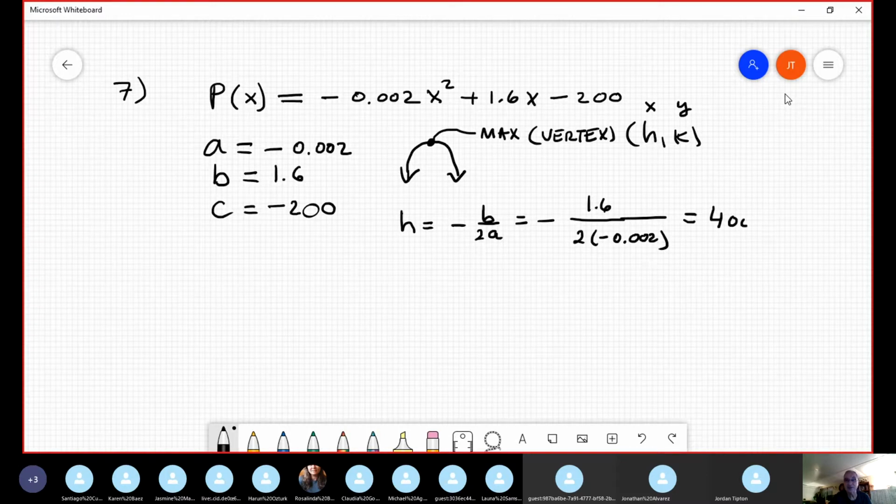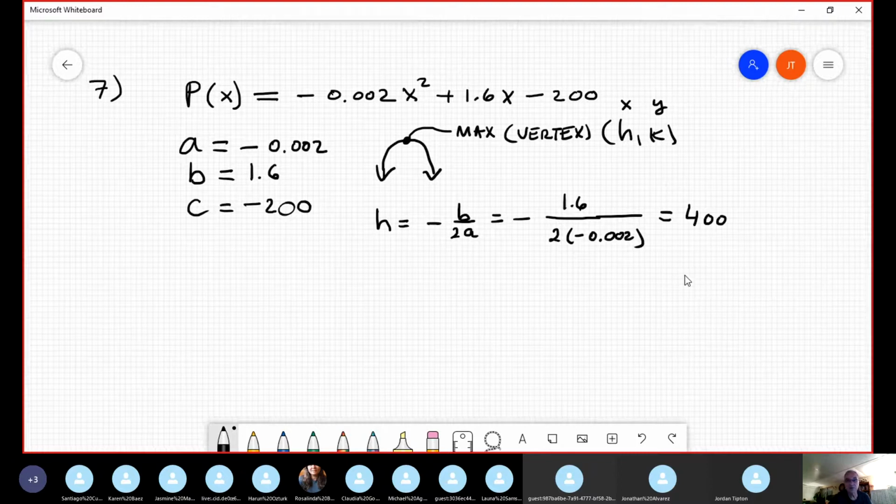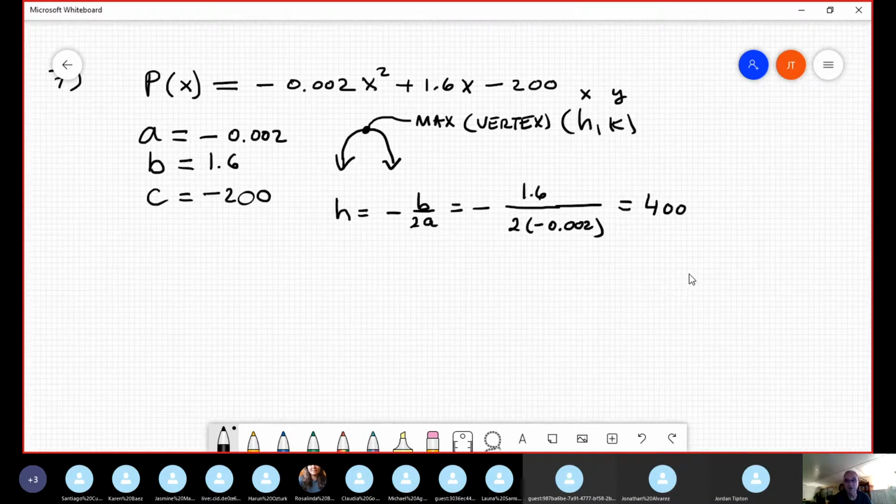Interpretation: 400 what? What is that? $400? 400 strawberries? What is the unit of this? In the word problem, you represent the answer. Come on, activate the microphone if you want to say something. 400 what? Bracelets.